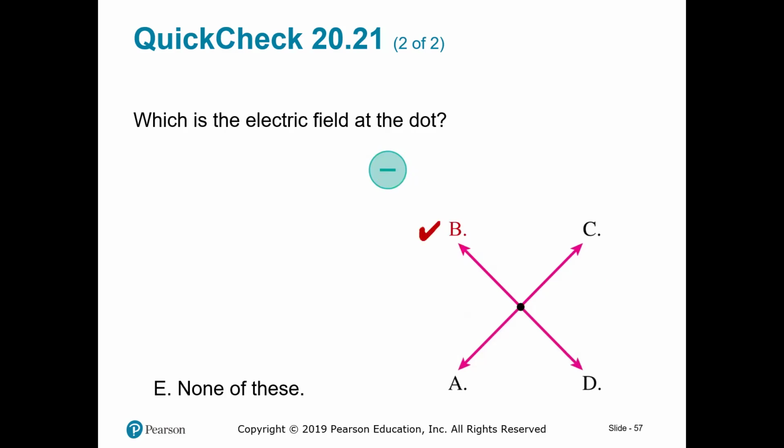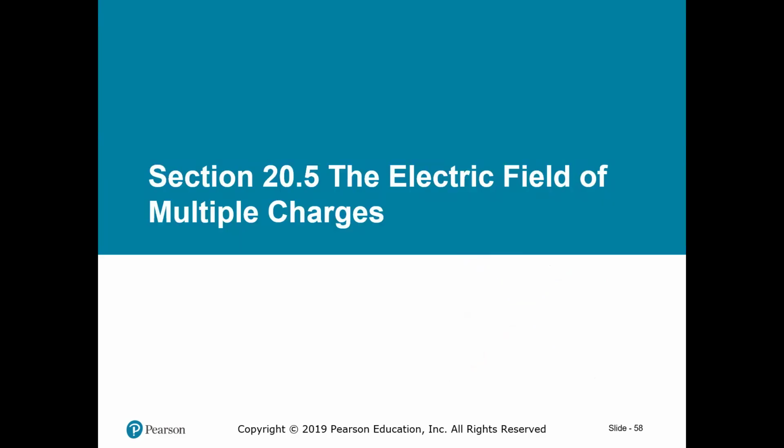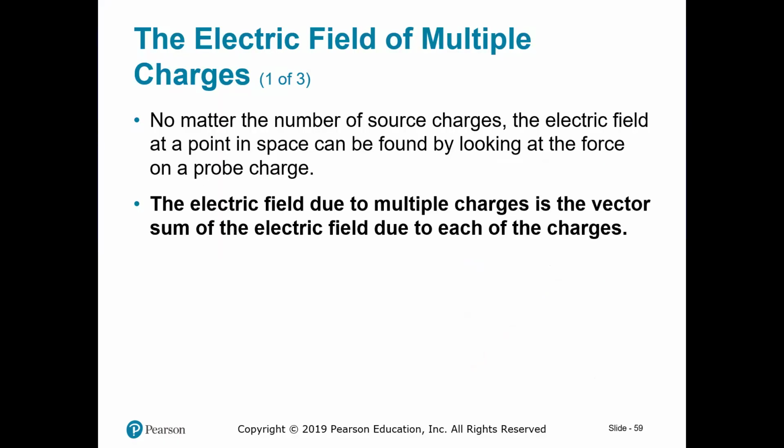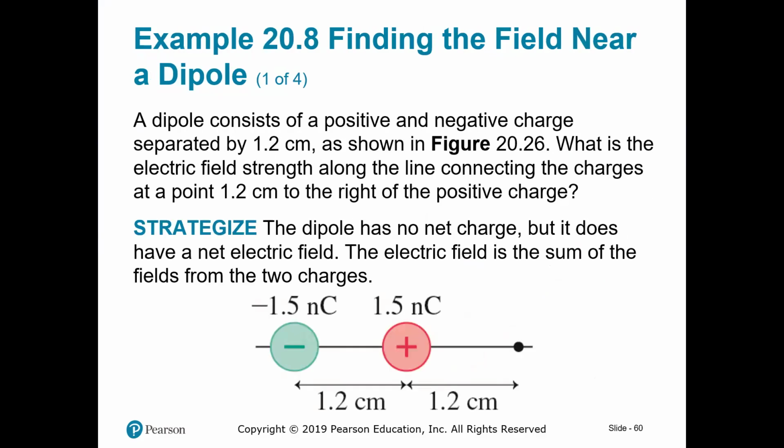So the answer is B. And now, electric field of multiple charges. So now let's assume you have more than one charge generating electric field. Again, electric field is a vector, so you have to add more than two vectors if you have multiple charges. Simply, it is a vector sum of the electric field due to each of the charges.